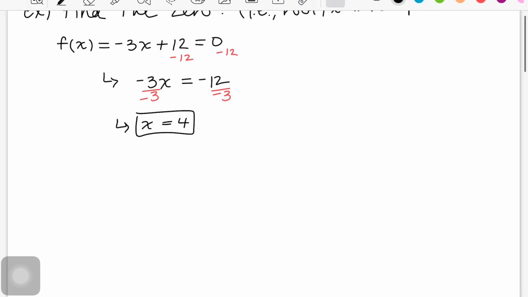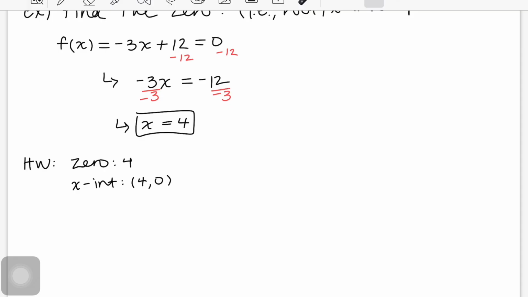And on your homework, I believe if you're asked to find the zero of a function, you'll just enter it as this. So like for this exact example, if you found the zero was 4, you just enter 4. And then when it asks for the x-intercept, you'll enter it as an ordered pair. So 4, 0. We get that x is 4 when y is 0.